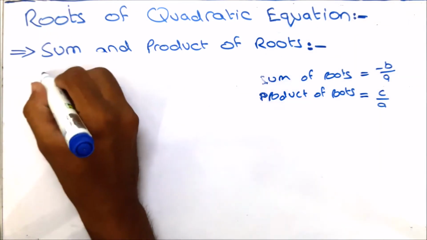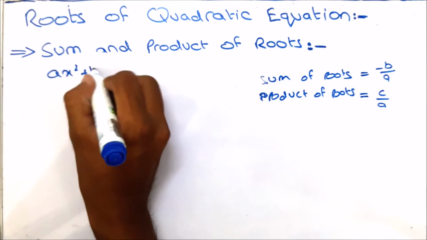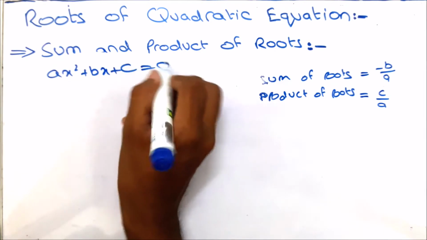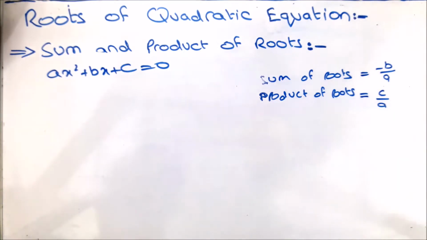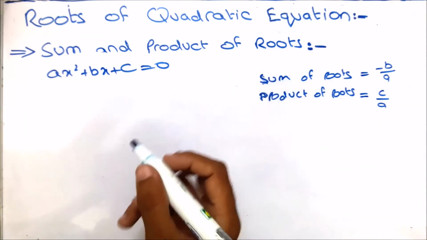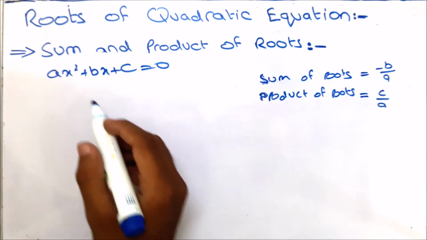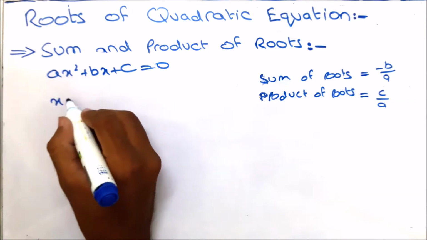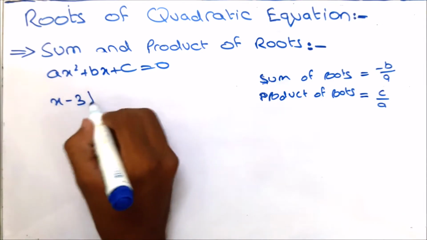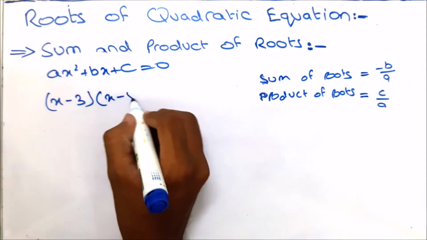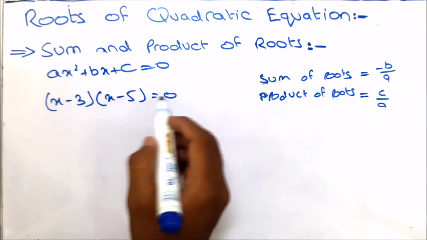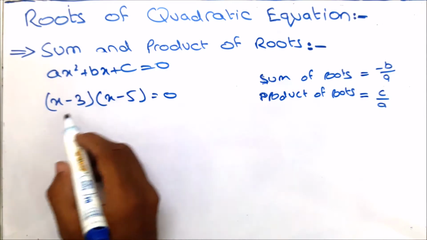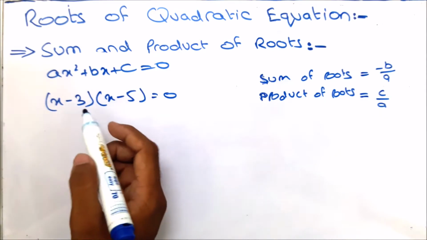Okay, I need to write it again. ax squared plus bx plus c equals 0. Suppose we have a quadratic equation. A quadratic equation is made when we have two answers, like (x minus 3)(x minus 5) equals 0. Then we keep each of these separately equal to 0, and we get 3 and 5 as answers.